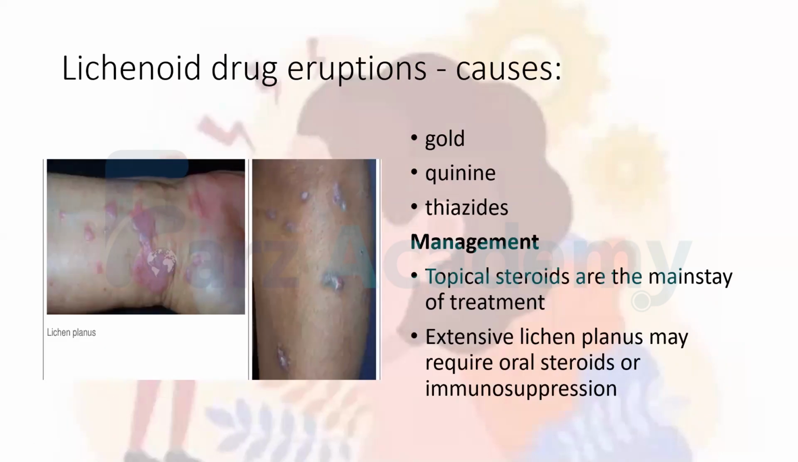So this is an example of a lichenoid drug reaction. So what are the drugs that can cause the lichenoid drug reaction? Gold, quinine, and thiazides. How do you manage it? Topical steroids are the first line of treatment. And if there is extensive lichen planus, then the patient might need oral steroids as well as immunosuppression. Okay.